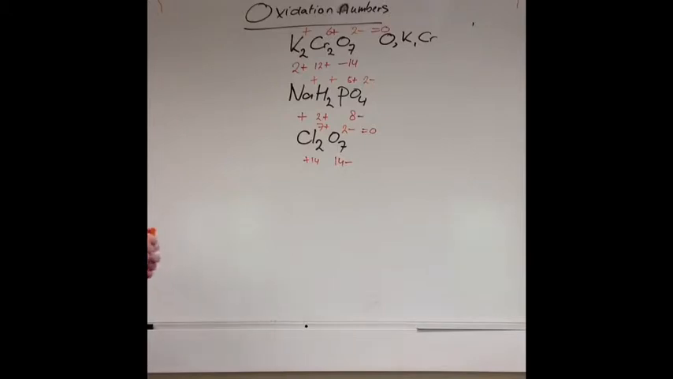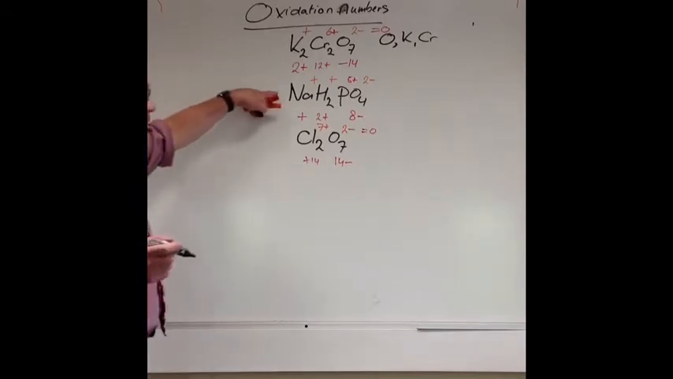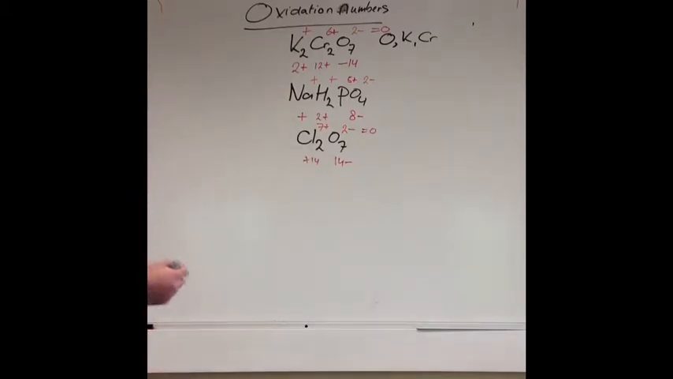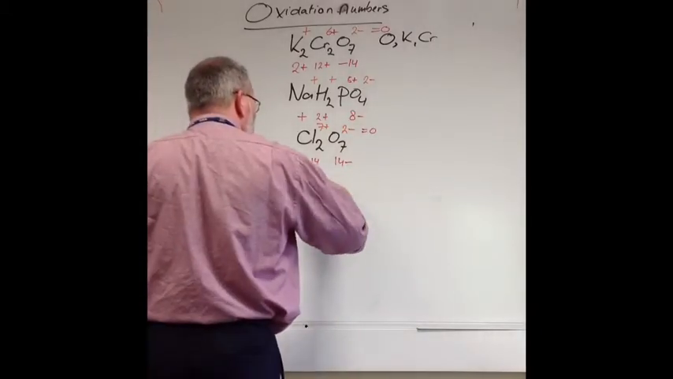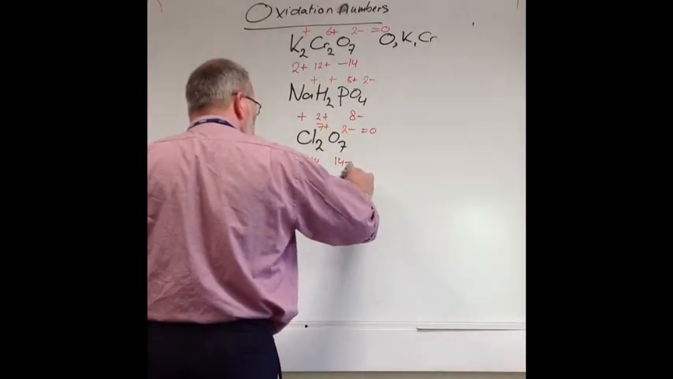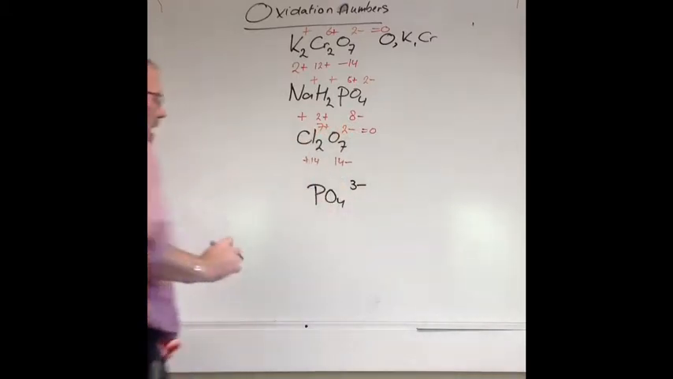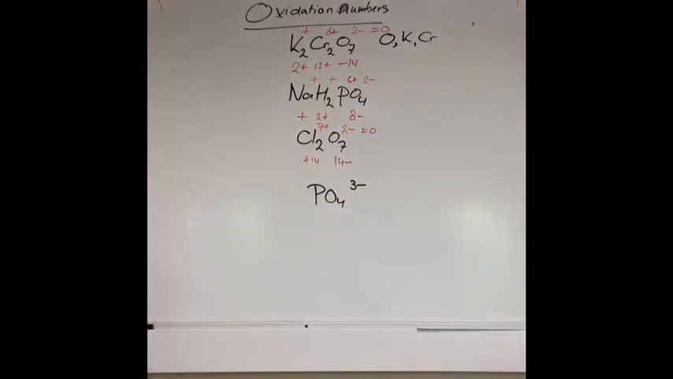We can make things a little bit more difficult, and I'm going back to the example of what is happening. I'm just going to the phosphate group on its own. This is the phosphate group. It's an anion, and it has an overall negative charge of 3 minus.